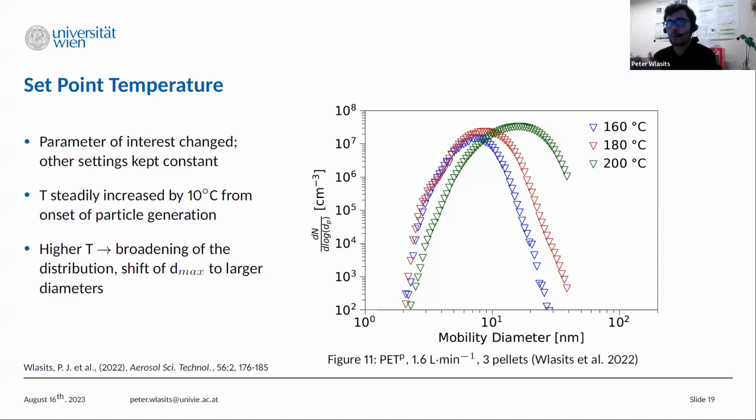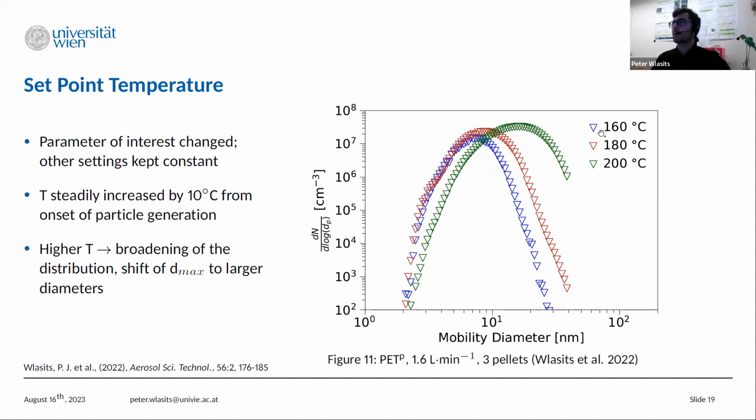And we always measured three curves, which you can see here in figure 11 for the set point temperature. Again, mobility diameter on the x-axis, concentration on the y-axis, and every color, every curve, corresponds to a different set point temperature of the tube furnace.